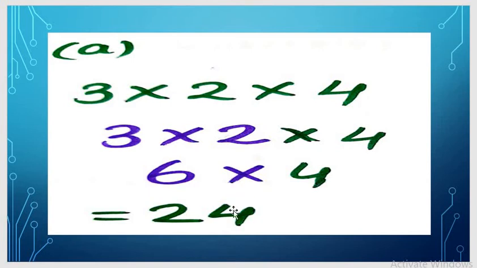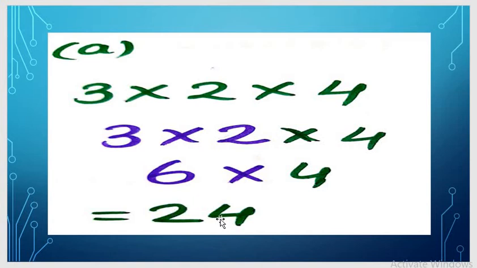So we write it in this form: 3 2s are 6, and 6 4s are 24. 6 1s are 6, 6 2s are 12, 6 3s are 18, and 6 4s are 24. So what answer did we get, all students? We got 24.